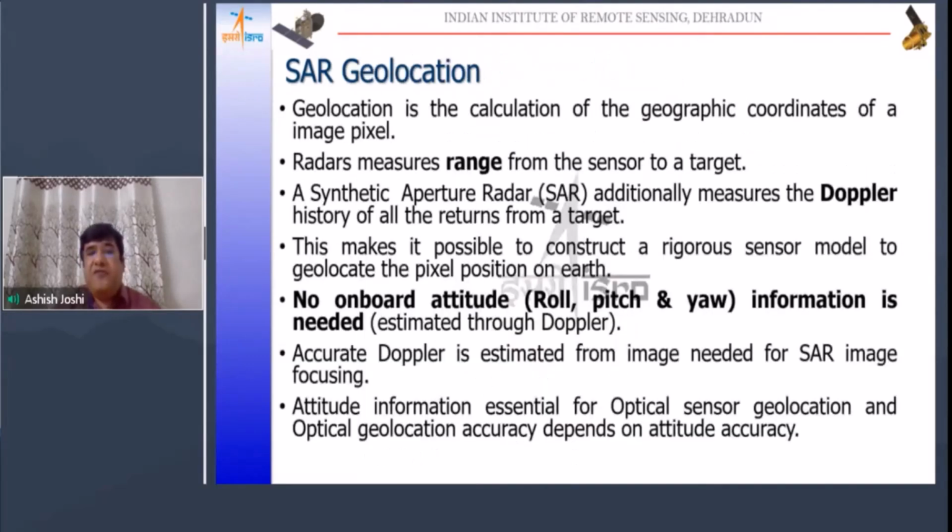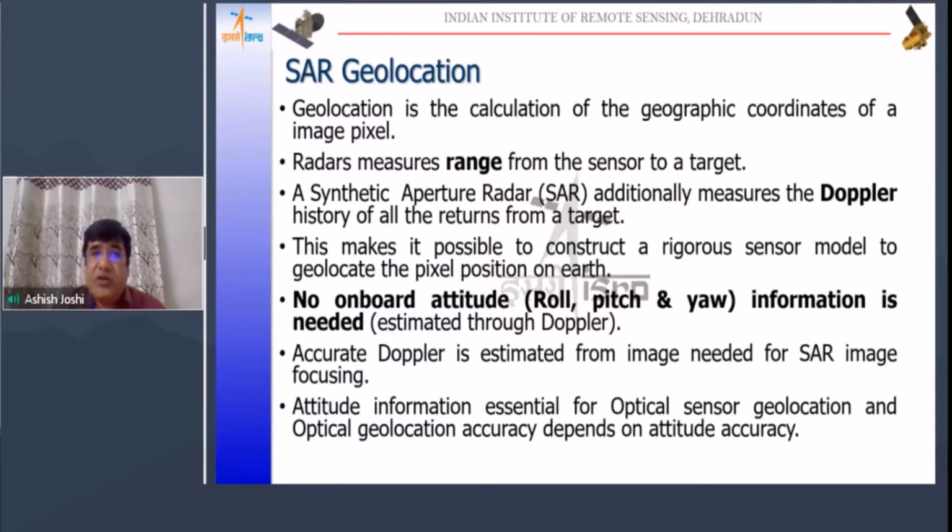So after converting from the slant range to the ground range, basically that image has no lat long, or we have not projected it to the ground, means it is not oriented towards the north. So it is a simple rectangular image, having only the geo information, lat long information, but we have not rotated the image towards the map geometry. So for that we have to find the lat long of each pixel. That lat long of each pixel is found by the SAR geolocation algorithm.